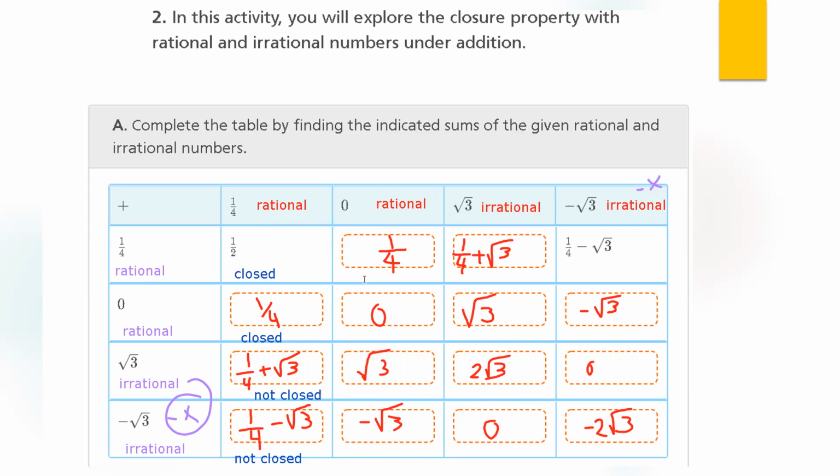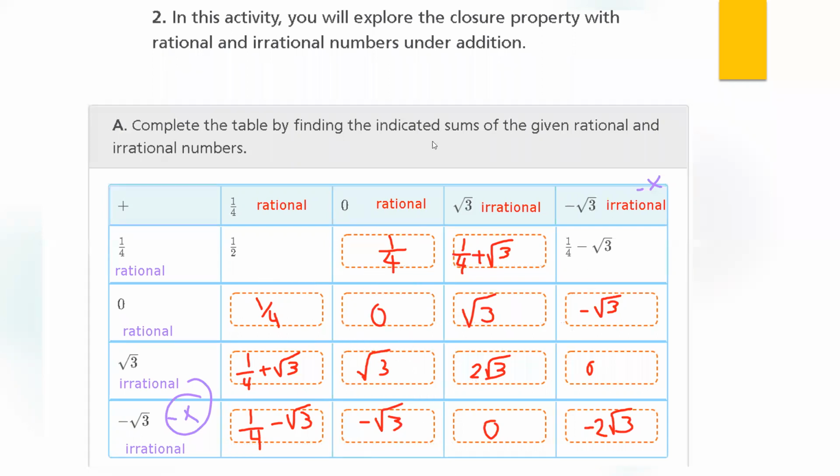Rational with rational here, we say that the answer is rational, so it's going to be closed. Irrational with rational, it is irrational, so it's not closed. Or let's classify them now, instead of closed or not closed, let's say whether they are rational or irrational. This is better for you first to understand.